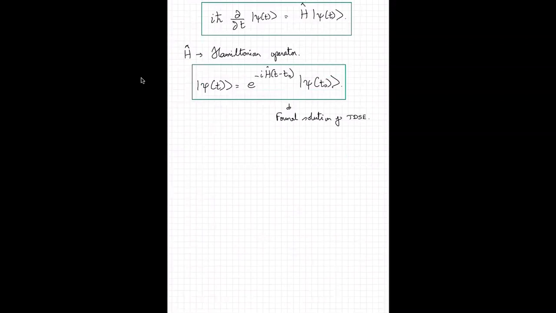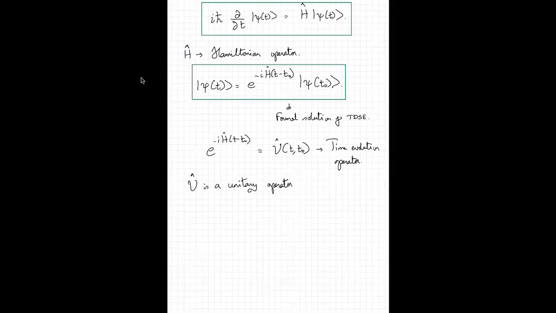And this operator, e to the minus iH times t minus t0, is written as U of t, t0, and this is called the time evolution operator. Okay. Now notice something interesting about the time evolution operator. U is a unitary operator, simply because H is a Hermitian operator.